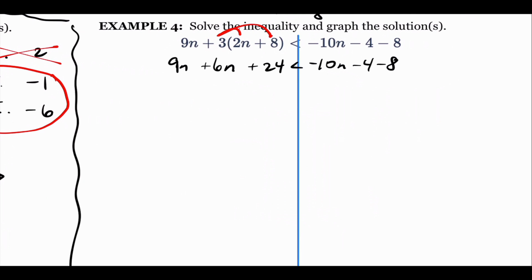After we distribute it, what was our next step? Not before we do that. Combine like terms on the same side, right? Combine like terms that are already on the same side. So we have those two on that side, these two on this side.